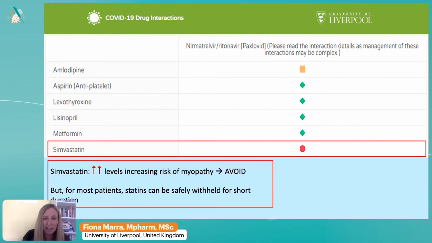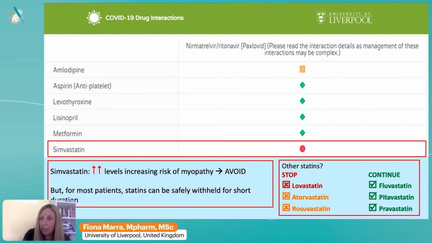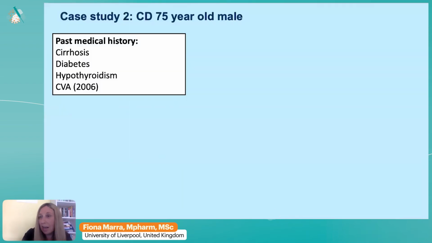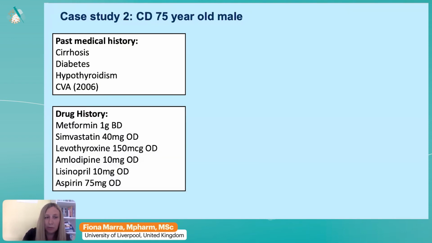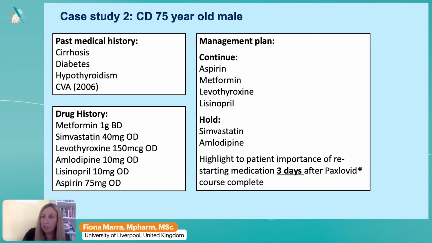And finally, simvastatin. You can see it's a red, as I mentioned earlier. There is a significant increase in simvastatin levels with ritonavir, with an increased risk of myopathy, and it's an avoid. It's a contraindication. We don't want to give these two together. But for the majority of patients, statins can be safely withheld for the short duration of the Paxlovid and the 3 days afterwards. This is the advice and the recommendation for the other statins as well. So this patient was entirely able to go ahead with his Paxlovid, which was the best thing for him. And we advised him to hold the simvastatin and amlodipine.